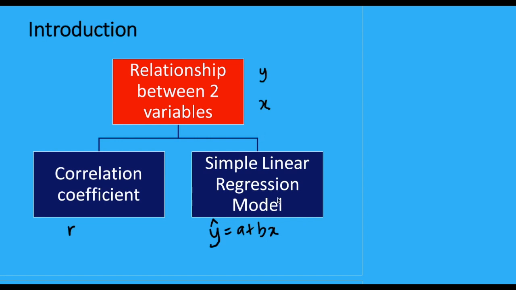The simple linear regression model looks like a straight line. Previously, we've learned about y equals mx plus c, and this is just a variant of the straight line. The simple linear regression model describes the relationship between y and x using a mathematical formula.